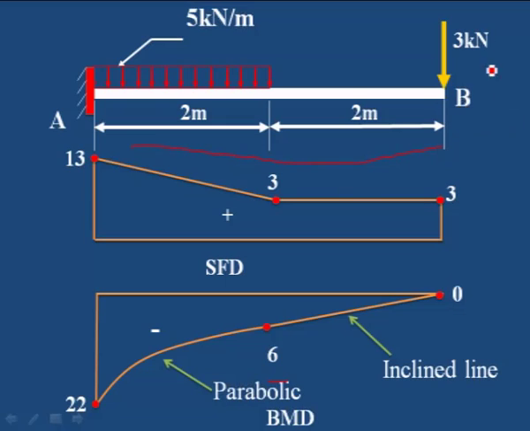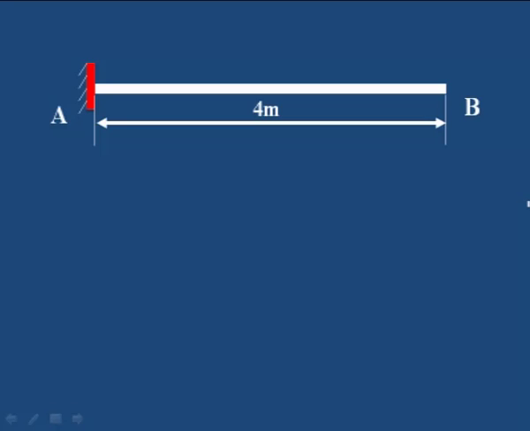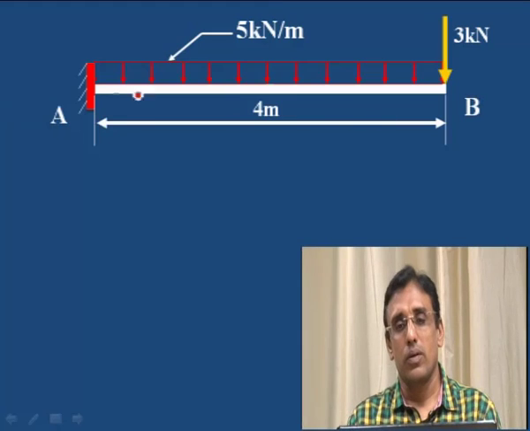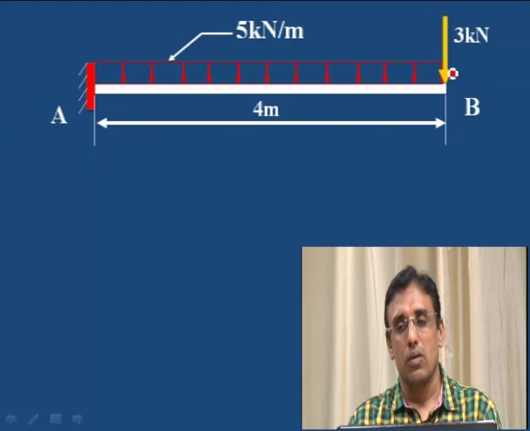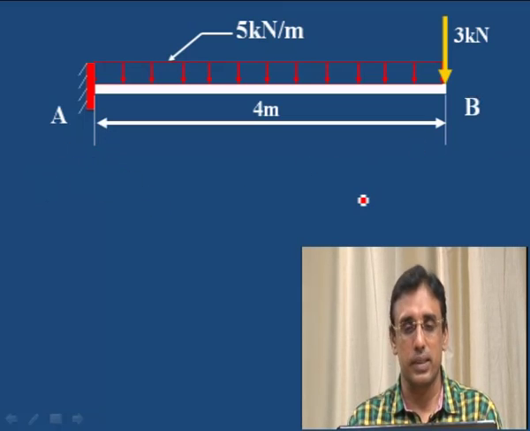Okay, in this case we considered one point load and a uniformly distributed load over half of the length. Next let us take one more example, a point load with a uniformly distributed load throughout its length: one point load at the free end, and UDL acting from A to B. How to calculate the shear force and bending moment diagram for this particular case?